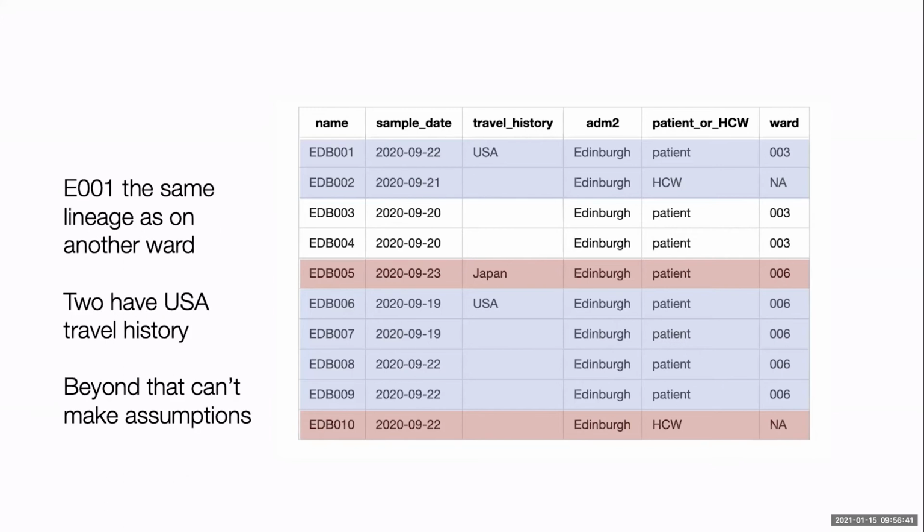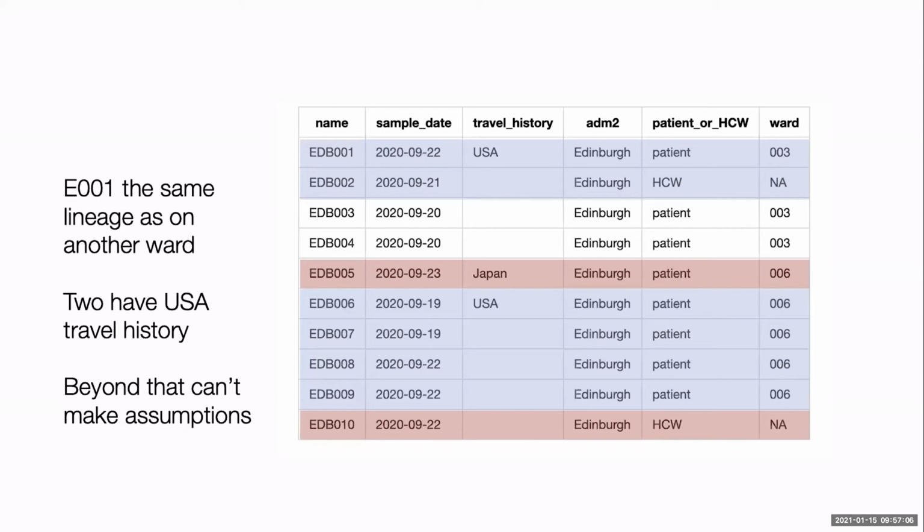We can see again that sample 1 is the same lineage as one on another ward, but both of those individuals have traveled from the US. So we have all these pieces of information. The lineage assignment is just one more piece of information, so we can't make assumptions about whether those cases are linked. They are on different wards.